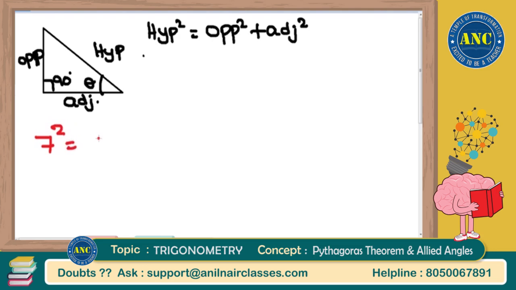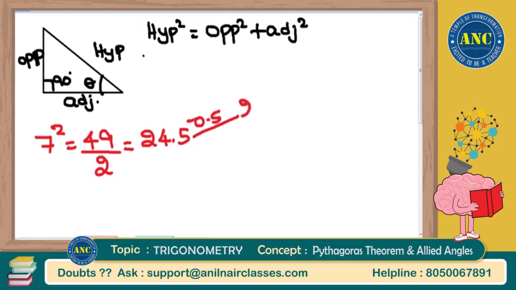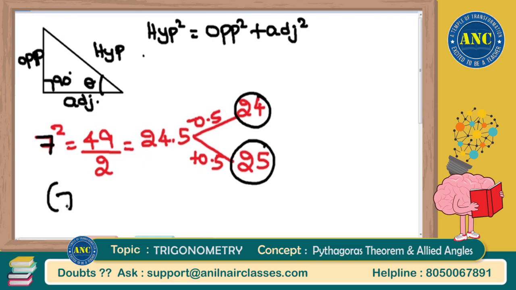7 square is 49. Divide this 49 by 2, you will get 24.5. Subtract 0.5 from 24.5. 24.5 minus 0.5 is 24. Similarly, add 0.5 to this 24.5. 24.5 plus 0.5 is 25. That means these three values 7, 24 and 25 form a Pythagorean triplet, right? 7, 24 and 25, they form a Pythagorean triplet.